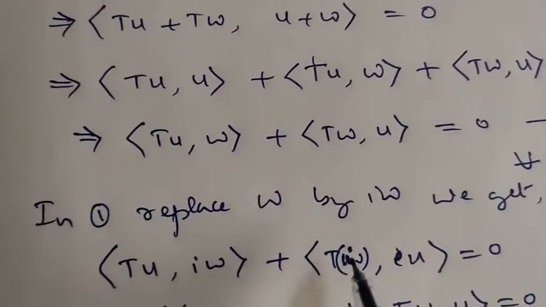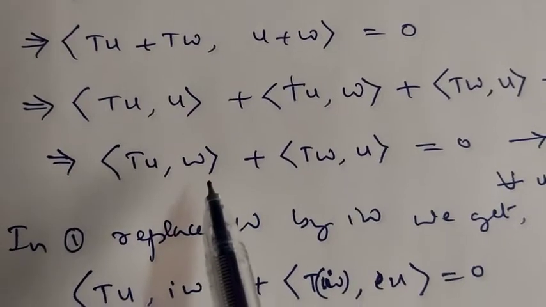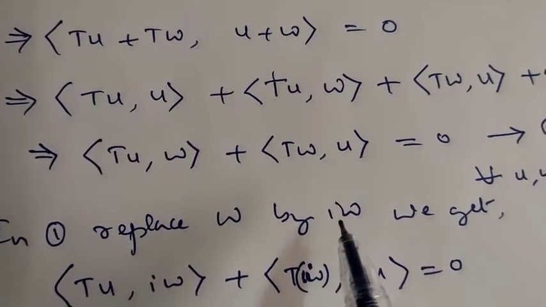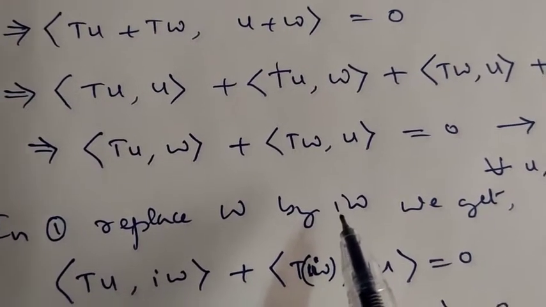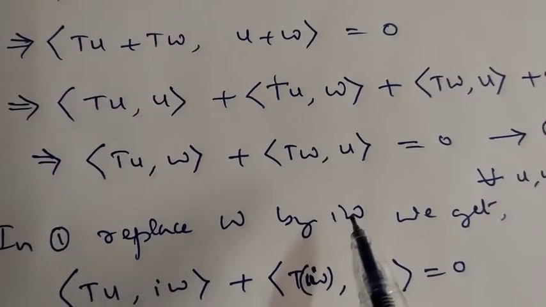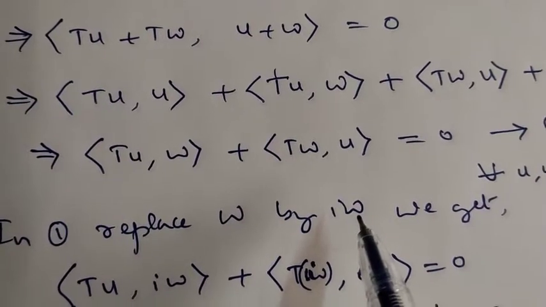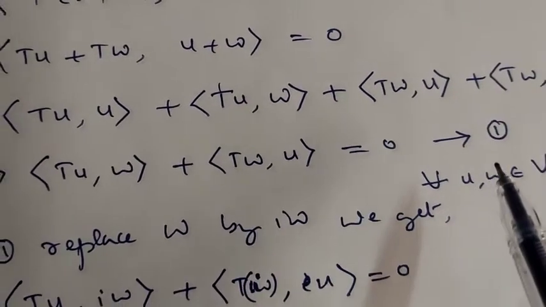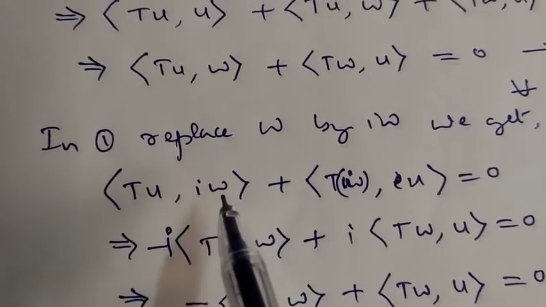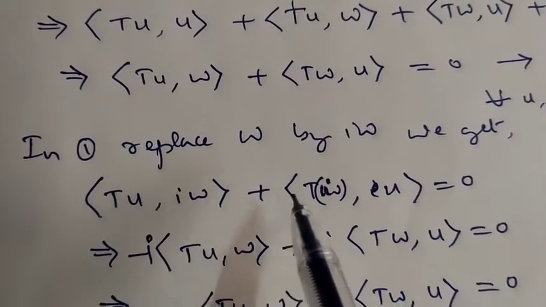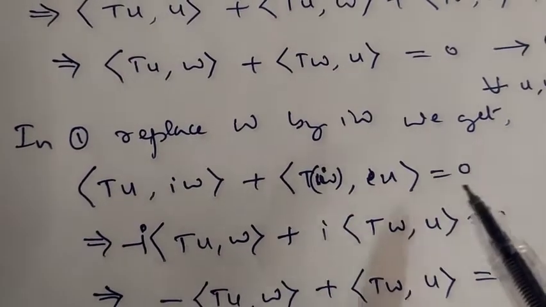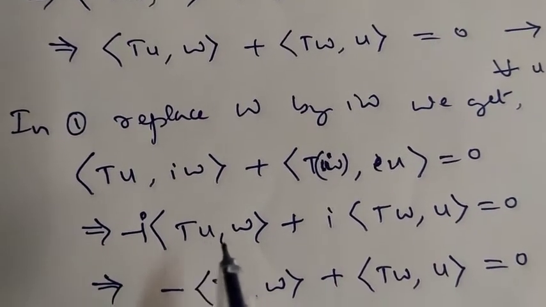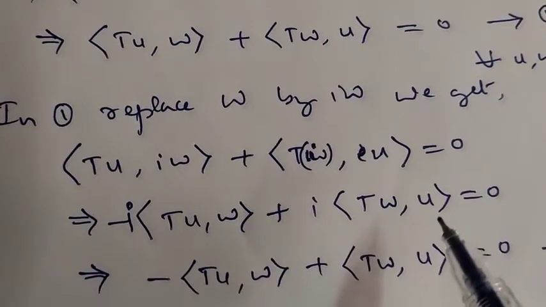Now in 1, you replace w by iw, because if w belongs to V, i times w also belongs to V, since we have taken V to be an inner product space over the complex field. Here alpha is nothing but i, meaning if v belongs to V, alpha times v also belongs to V by the definition of a vector space. So I can replace w by iw in expression 1, so that we get the inner product of T of u comma iw plus the inner product of T of iw comma u is equal to 0. If you take i outside, it comes with a negative sign, so minus i times the inner product of T of u comma w plus i times the inner product of T of w comma u is 0.